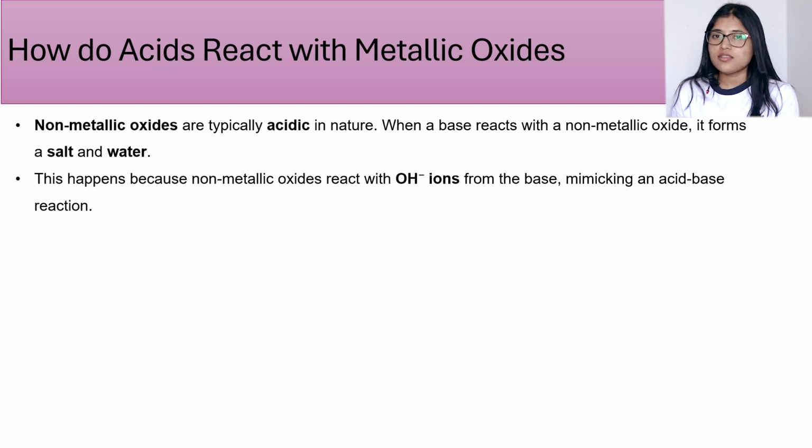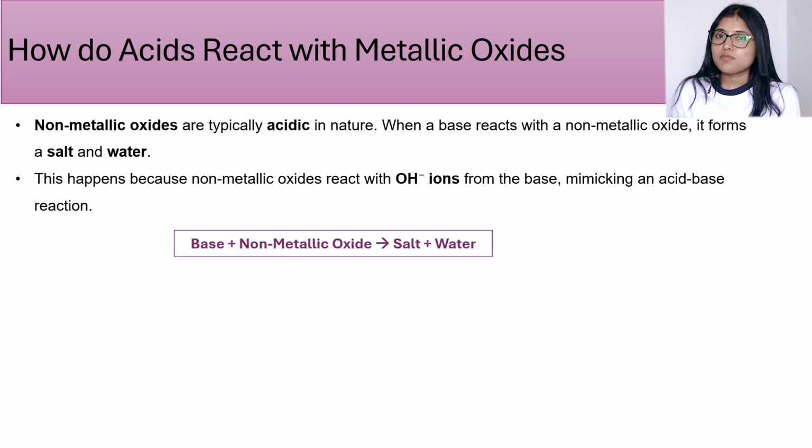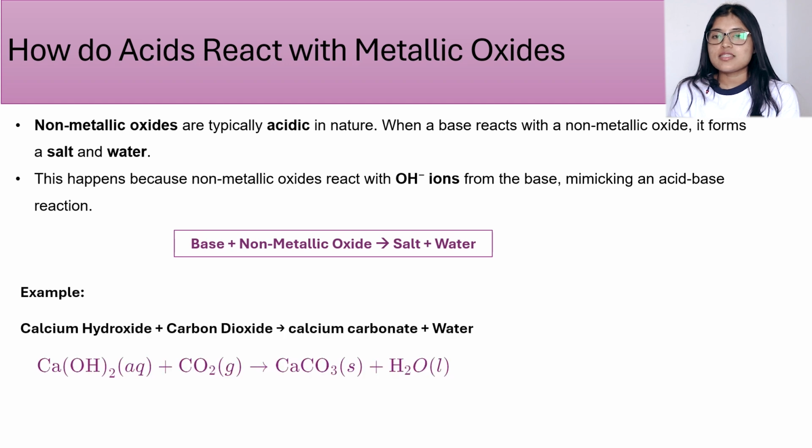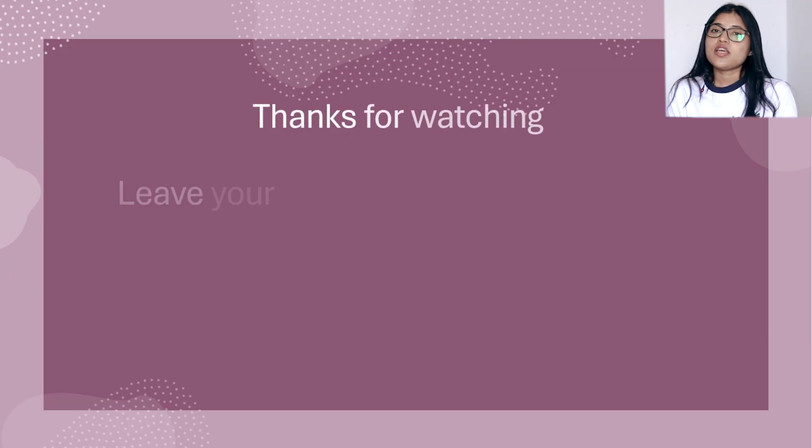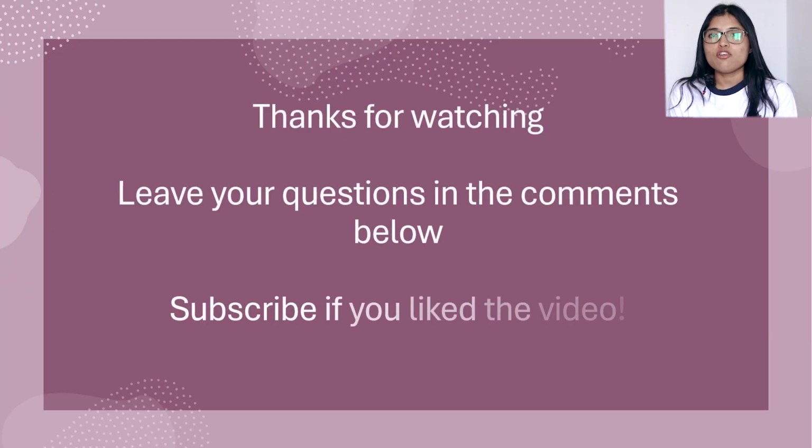Non-metallic oxides, on the other hand, react with bases similar to how metal oxides react with acids to form salt and water. This is because non-metallic oxides react with OH- ions to form the water molecule. This can be written as base plus non-metallic oxide gives us salt and water. An example for this is calcium hydroxide plus carbon dioxide, which gives us calcium carbonate and water. With this, we have come to an end to part 1 of chapter 2.